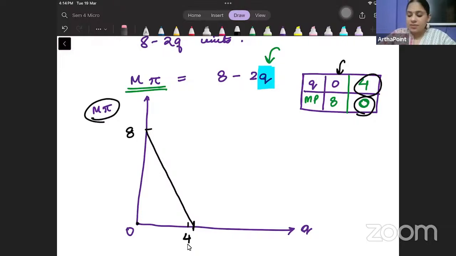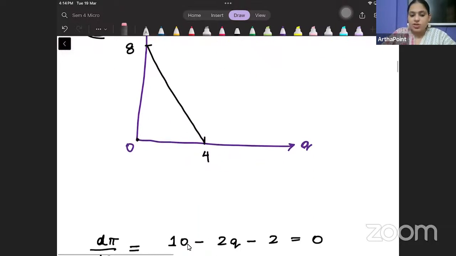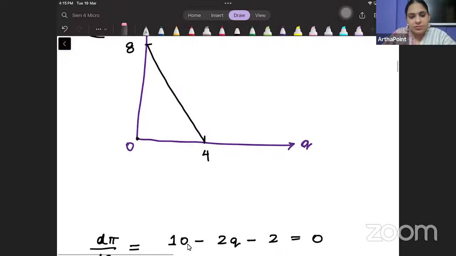So this can be the plotting of my marginal profit curve. Please use a scale to draw it, right? So this can be the plotting of the marginal profit curve. Clear हुई बात बेटा एकदम? Okay.